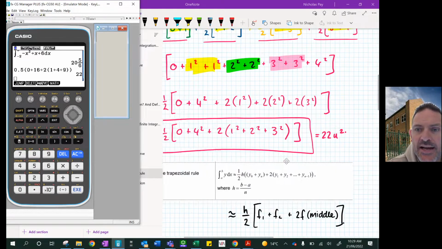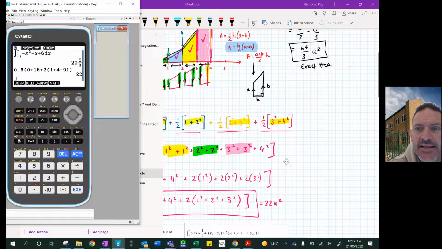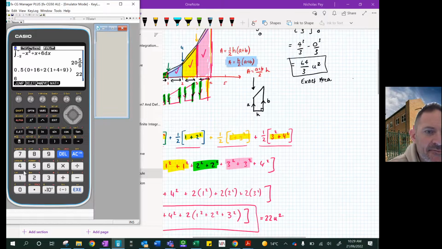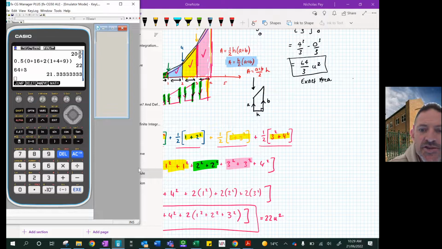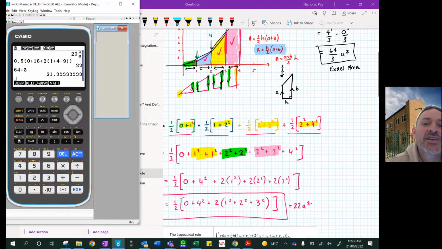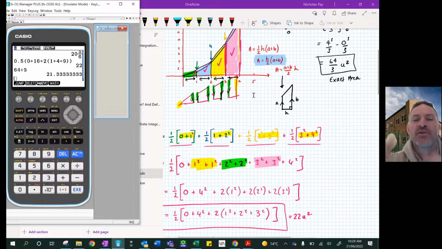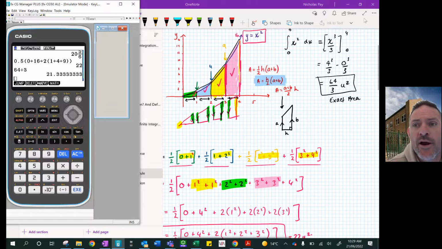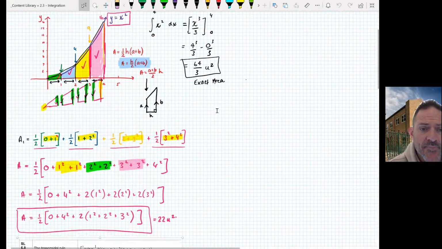Now, if we go back to have a look at our actual exact value, 64 divided by 3 equals 21.3 recurring. So that's the exact value. Look, that's pretty close, right? We're off by 2/3. That's pretty close. So you can see if I've applied it 4 times to 4 rectangles, it's actually pretty accurate. And the more rectangles I use, or more trapeziums I use, sorry, the more accurate it's going to be.